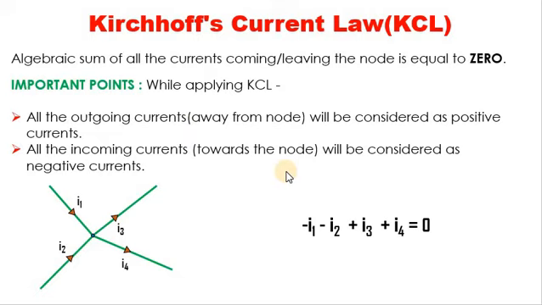So we can say that I1 and I2 are coming toward the node. These are called the incoming currents. I have already told you that I will consider these currents as negative, so that's why I have written minus I1 minus I2. I3 and I4 are going away from the node, so these are outgoing currents, and that's why I have written them as plus I3 and plus I4. By KCL we say that the sum of all these currents will always be equal to 0. This is how we write the KCL equation.